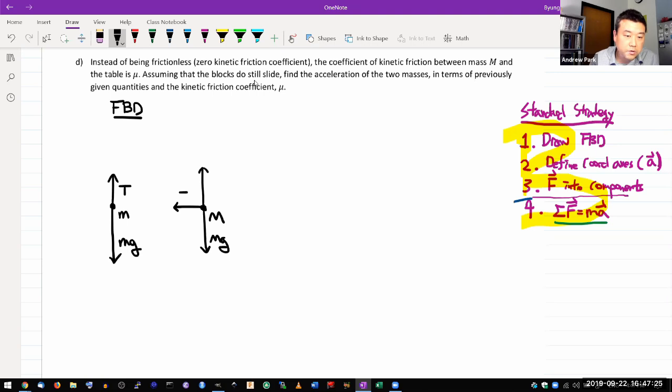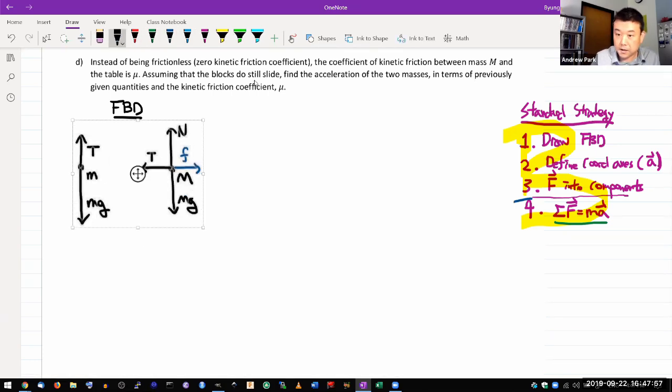And with the friction, you have to think carefully about what direction the mass is moving. When the mass is moving to the left, then the friction force is to the right. So you want to make sure you have it going in the correct direction. So friction force going to the right. Oh, I forgot to label the normal force.